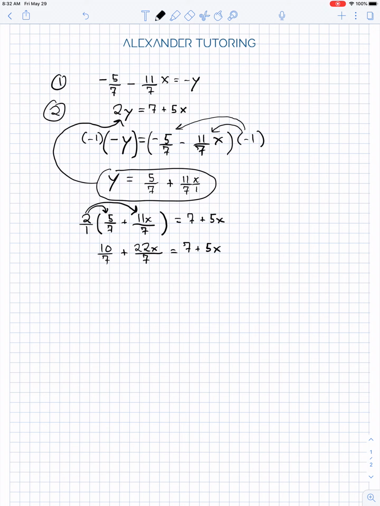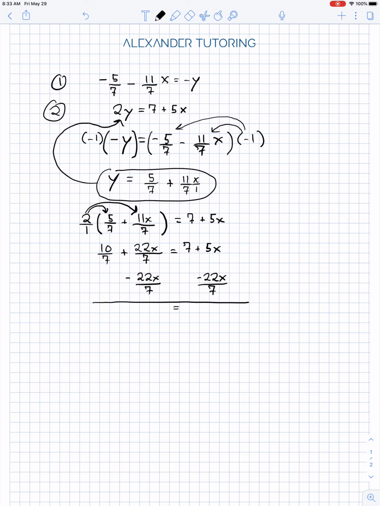And what you want to do is get all the terms with an x in it on one side of the equation and all the terms without an x in it on the other side of the equation. Okay, so it doesn't matter which way you go, so I'll just pick a random side. So I'll start with moving the 22 over 7x to the other side. So we're going to subtract 22x over 7 from both sides. We draw a line right underneath. Equal sign always comes straight down.